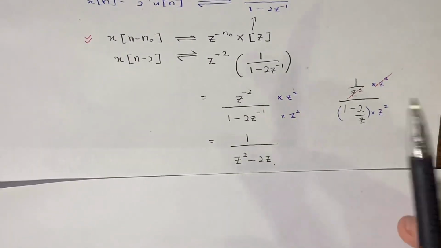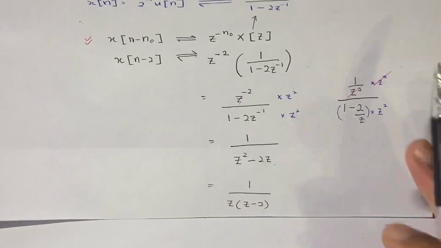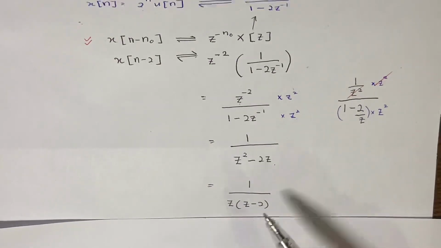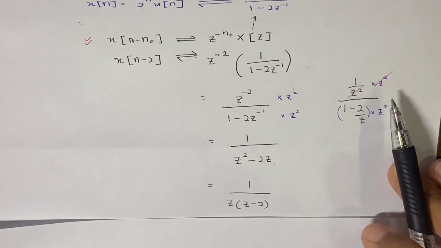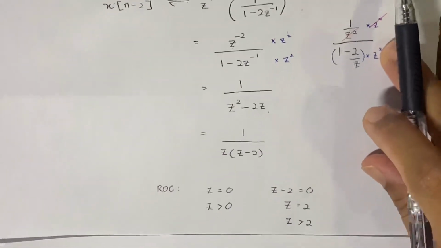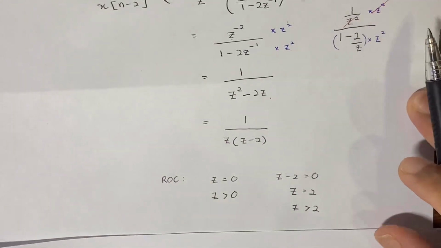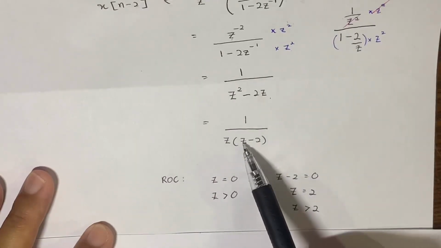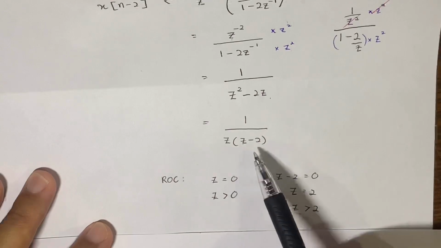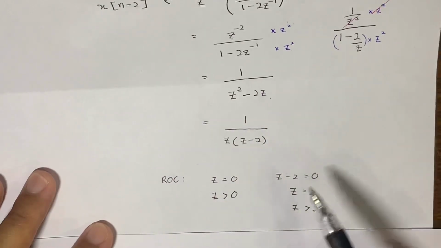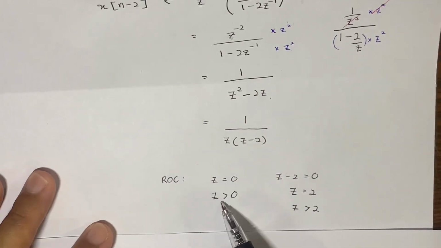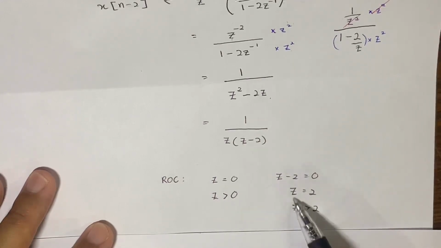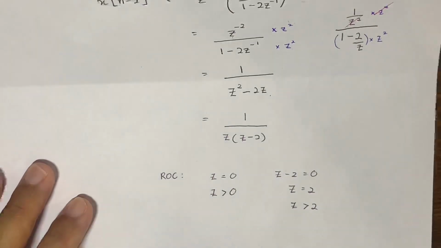Factorize this equation and then you will get this answer. After that, you can find the ROC of the signal. We know that z equal to 0 and the second one is z minus 2 equal to 0. So z must be bigger than 0. This one, z bigger than 2.